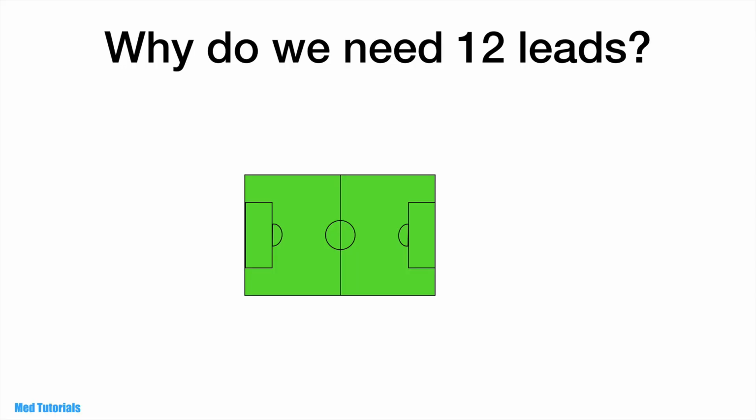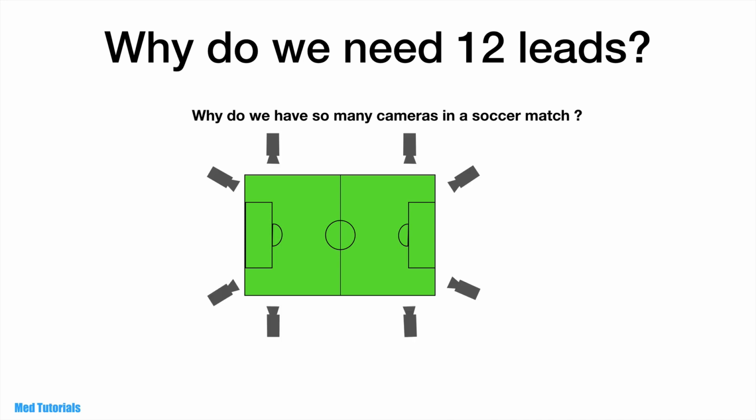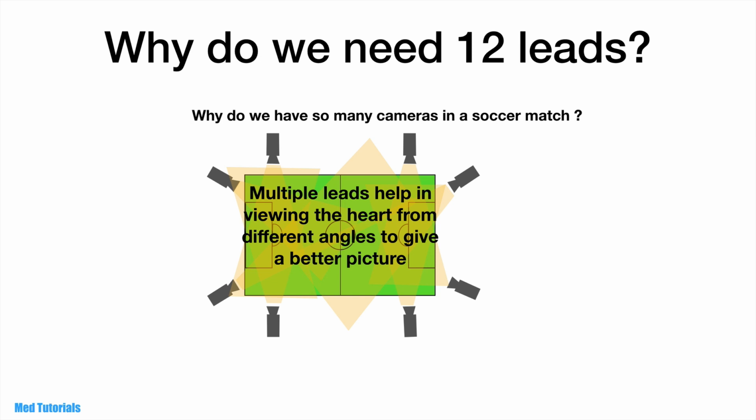So let's get started. Why do we need 12 leads in an ECG? Won't a single lead be enough to show all the waveforms in an ECG? Well, it's similar to asking why do we need so many cameras in a soccer match or any other sport for that matter. A single camera will give you a good view from only a certain angle, but multiple cameras help you to see a more complete picture of what's going on on the soccer field. Similarly, when you use multiple leads in an ECG, it helps you to view the heart from different angles to give you a better picture of what's happening.